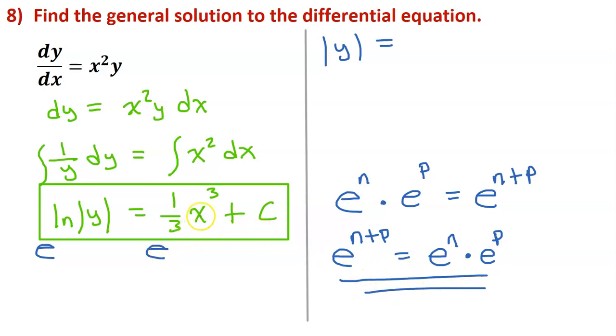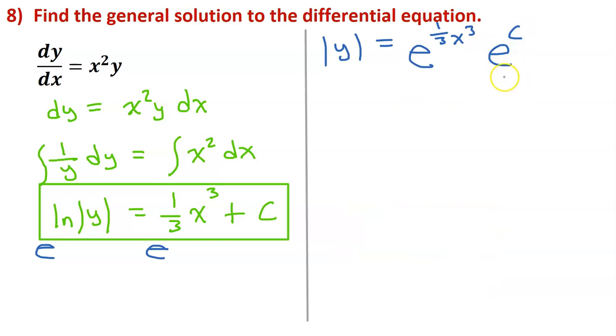I'm going to take e, and I have this sum, and I'm going to split it apart as a product. So I'm going to write it as e to the 1/3 x cubed times e to the c. The reason why I did that is because e is a constant and c is a constant. So e to the c power is just another constant. So I am going to call this d on the next step.